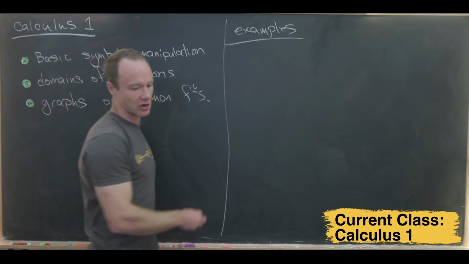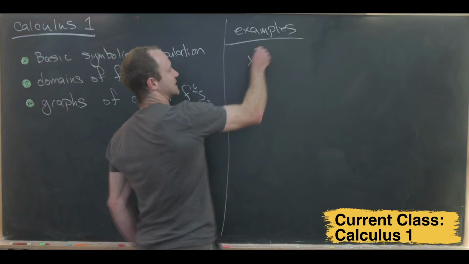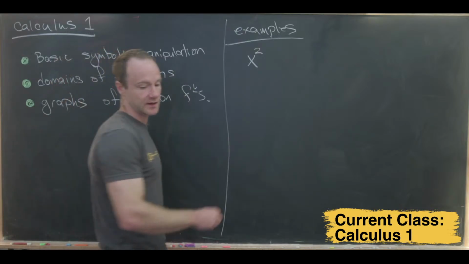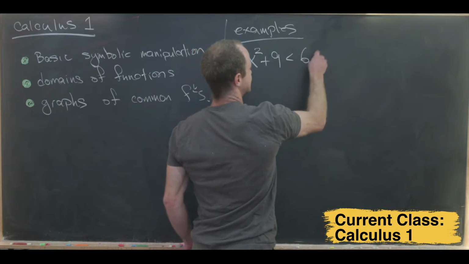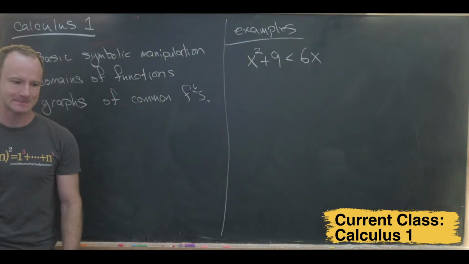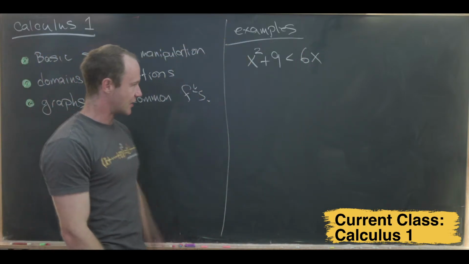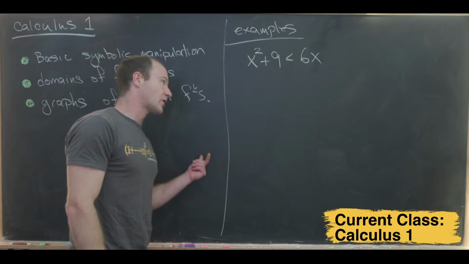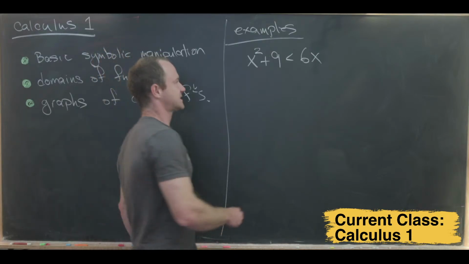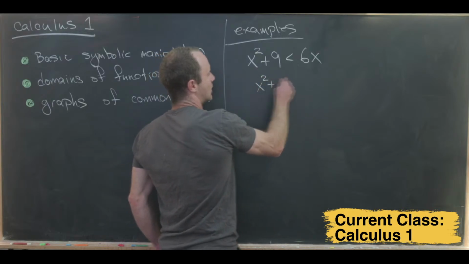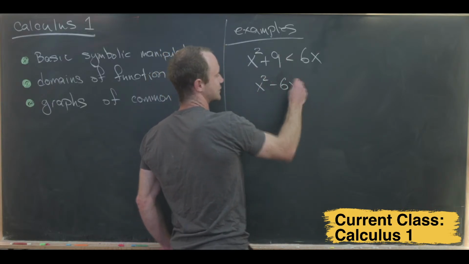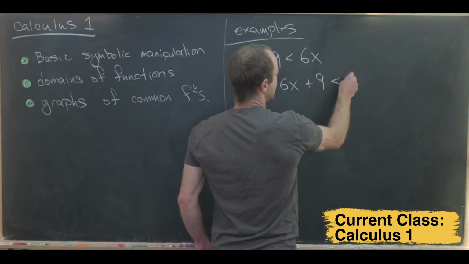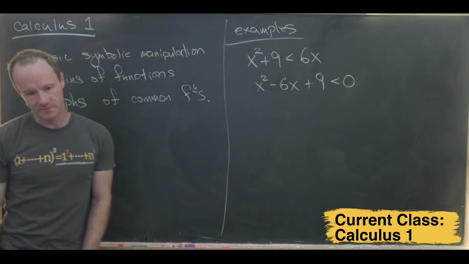Okay, so now let's look at some types of examples that you should be really, really comfortable with. Let's start with a quadratic inequality: x squared plus 9 is less than 6x. Anytime you've got a higher degree polynomial, you probably want to set it up so you have 0 on one side of the equation or inequality. So in this case, it would be x squared minus 6x plus 9 is less than 0.